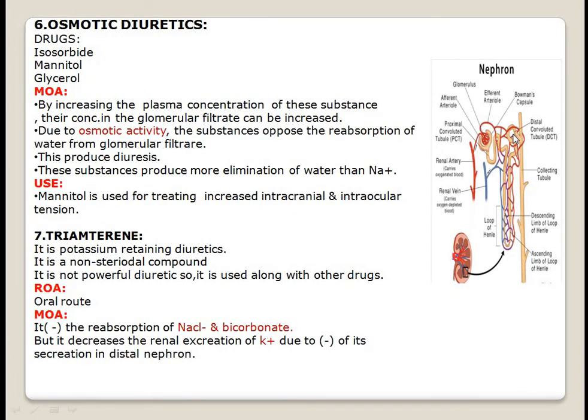What happens here, the reabsorption of sodium chloride and bicarbonate will occur, and it decreases the renal excretion of potassium. Why? Because the sodium will be exchanged with potassium. So the sodium will be more in the distal convoluted tubule compared to the potassium. So it will be exchanged. By the exchange, there will be the loss of potassium. So this will occur at the distal convoluted tubule.